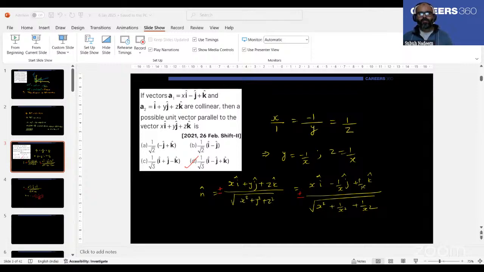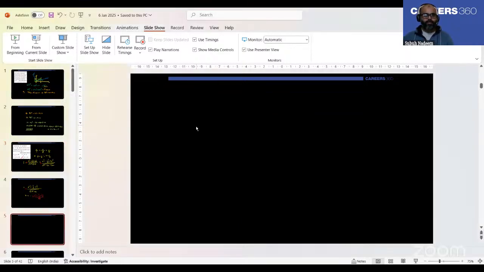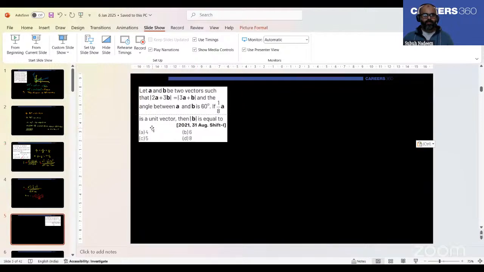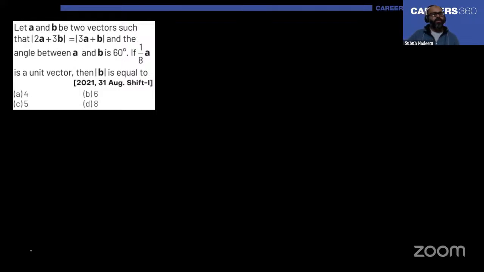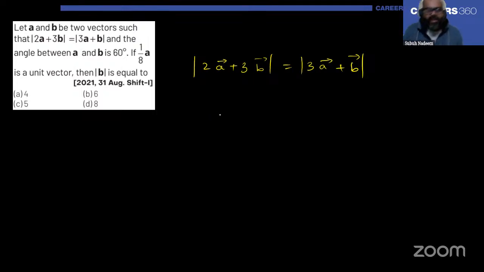Now let us come to the next question. Let A and B be two vectors such that mod of 2A plus 3B is equal to mod of 3A plus B, and the angle between A and B is 60 degrees. If 1 by 8 A is a unit vector, then mod B is equal to, okay.